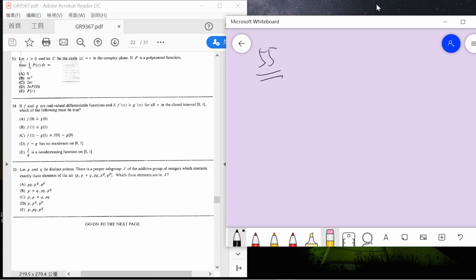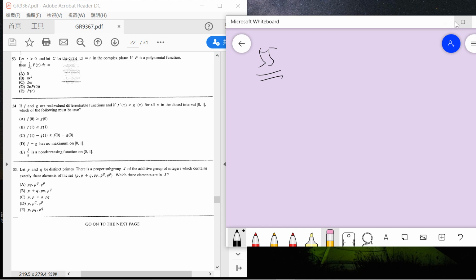So P and Q are distinct primes. There is a proper subgroup J. Basically, it's an additive subgroup of the integers Z. And it asks that J contains exactly three elements of a set like P plus Q, P to the Q, Q to the P, and which three elements are in J? Okay, so everybody understands the question.